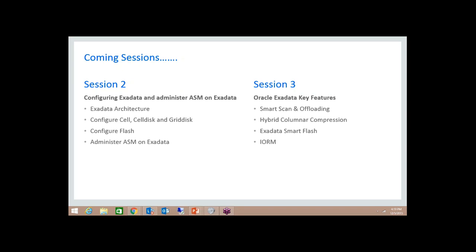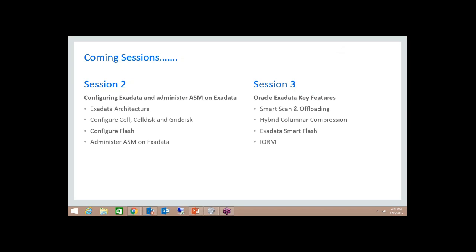Sonali wants to know whether you can quickly brief on IORM, and whether it would be covered in one of the next sessions. No, that is planned at the end. Session 3 covers only the key features, and the fourth session is IORM. Over there, I'm going to go into detail about IORM and its features.